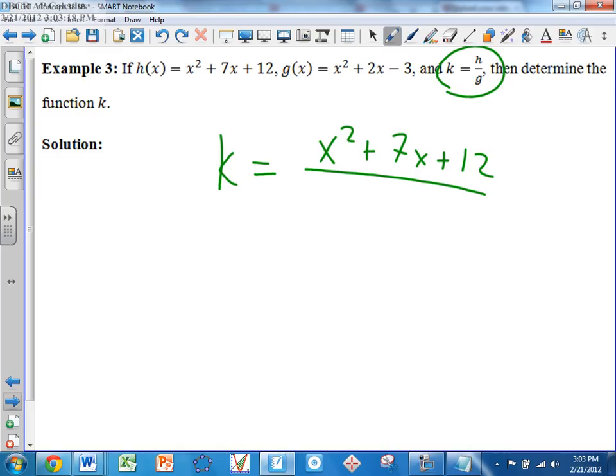Again, this is h right here over g. There's the g function right there. Now what? Good. Is there any greatest common factor in either of them? No, there's not. Notice, the top and the bottom, there's no GCF for either of them.